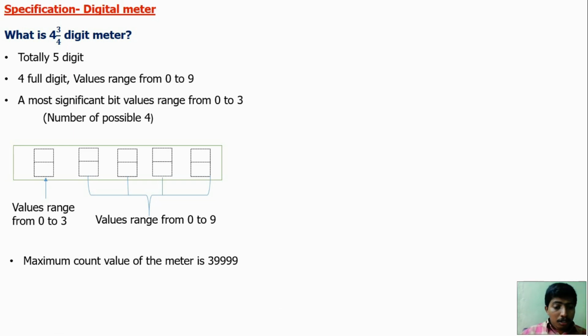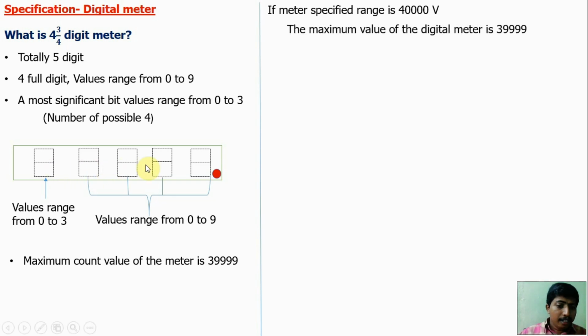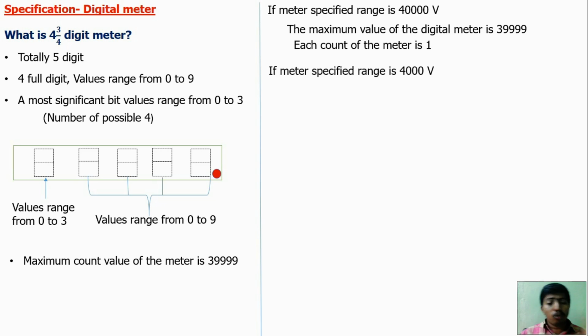So, if the meter specified range is 40,000 volt, the point will be here. The maximum value of the meter is 39999. What will be each count? Initially it will be 00000, then it moves to 00001, then 00002. So each count of the meter is 1. If the meter specified range is 4000 volt, the point will move here.